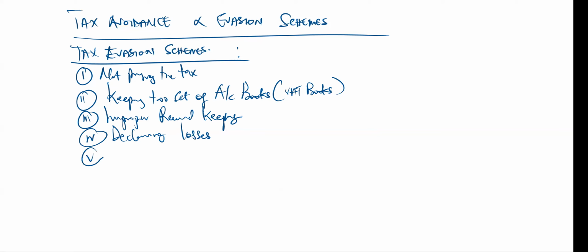So we can have false and misleading information, where people provide false and misleading information to the tax authorities. What is willful default? When we say willful default, what does it mean?